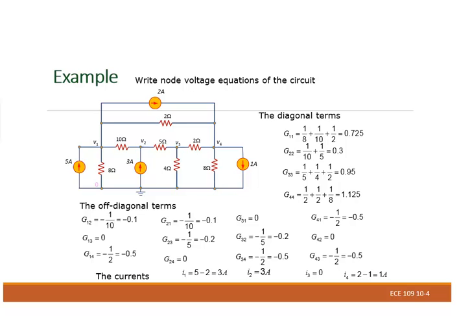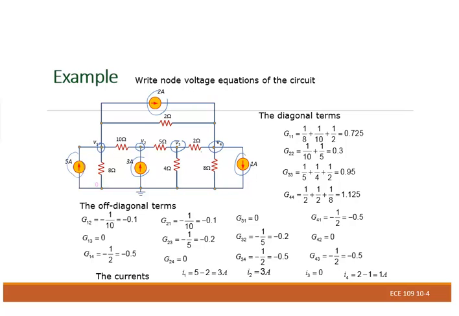This is one of the examples. We're gonna write the node voltage equations for this one here. We have only independent current sources. We have one here, one here, one here, and one here. We're gonna write the node equations, so it's okay. When we look at here, how many non-reference nodes do we have? One of them is V1, one of them is V2, one of them is V3, and one of them is V4 here.